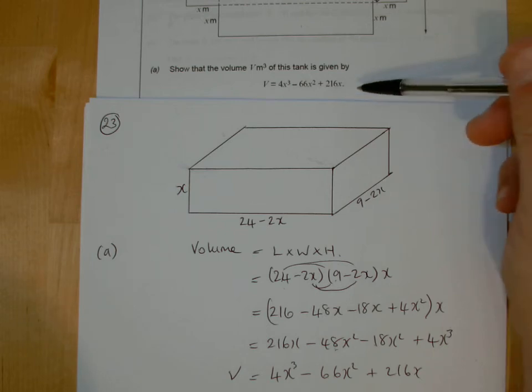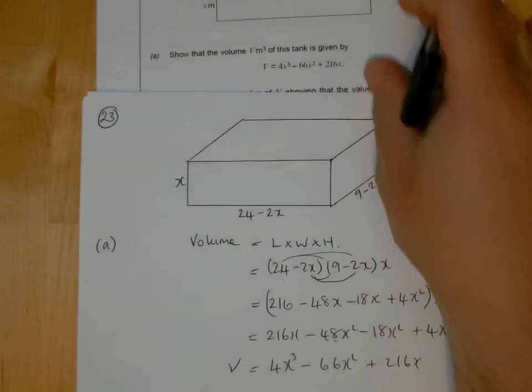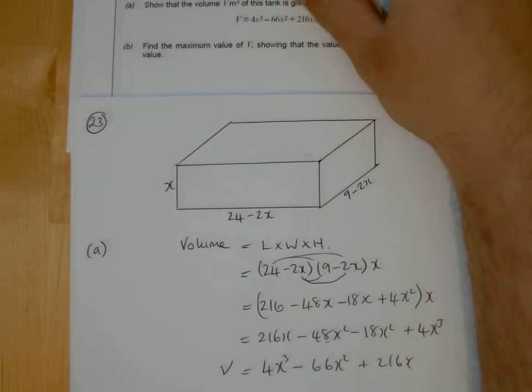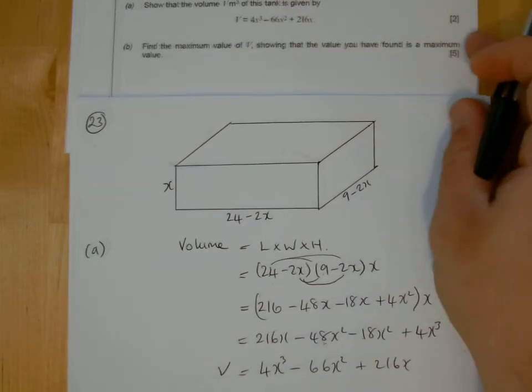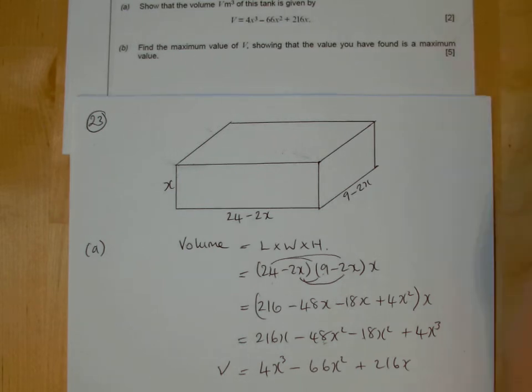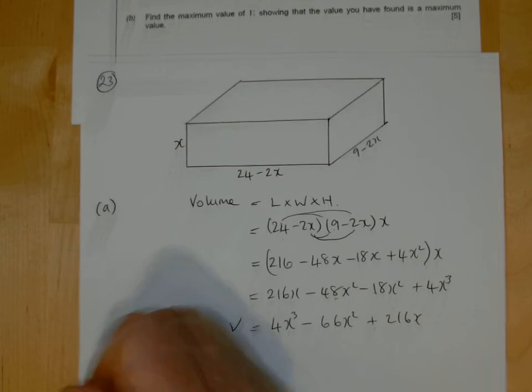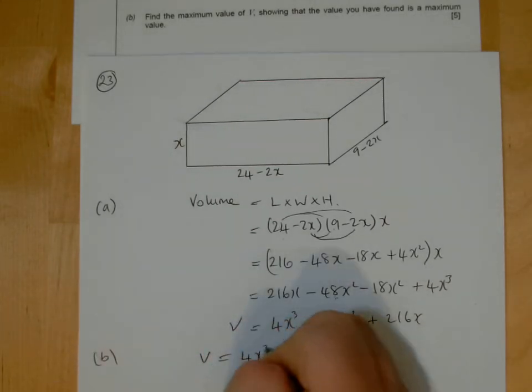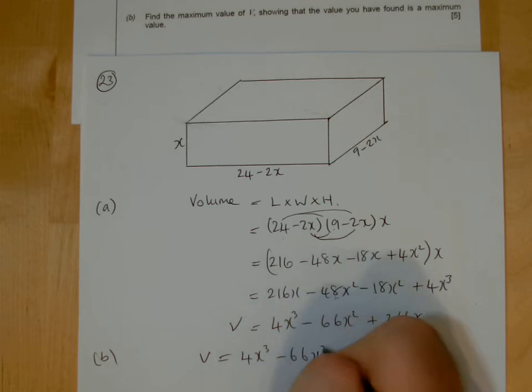Suppose it just didn't work out for you, you can still go on to answer part B. Because in part B, it says, find the maximum value of V, showing that the value you have found is a maximum. So suppose that you just couldn't do it, you could still just write down the formula, which is what they give you, and find this maximum.